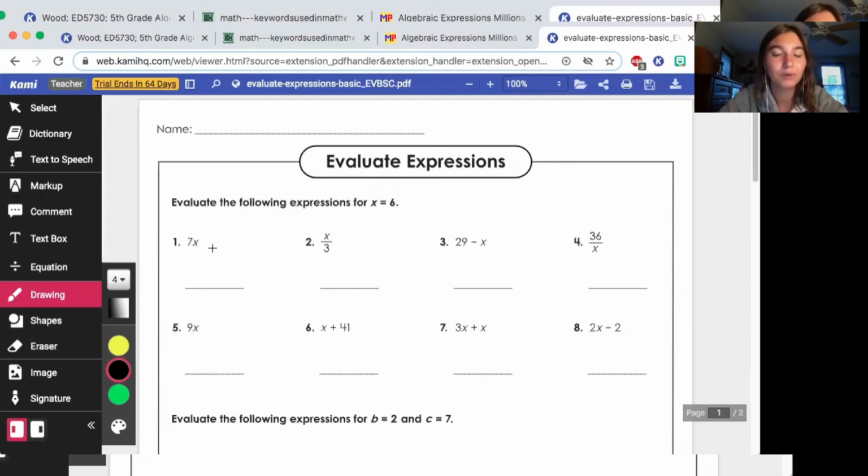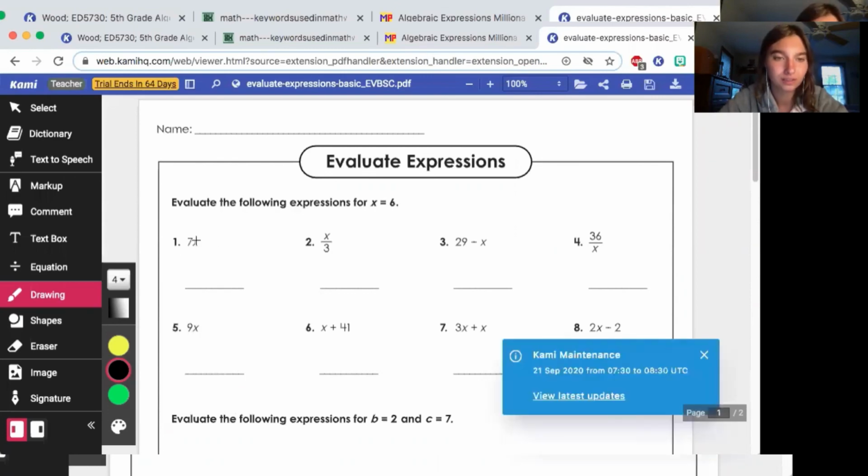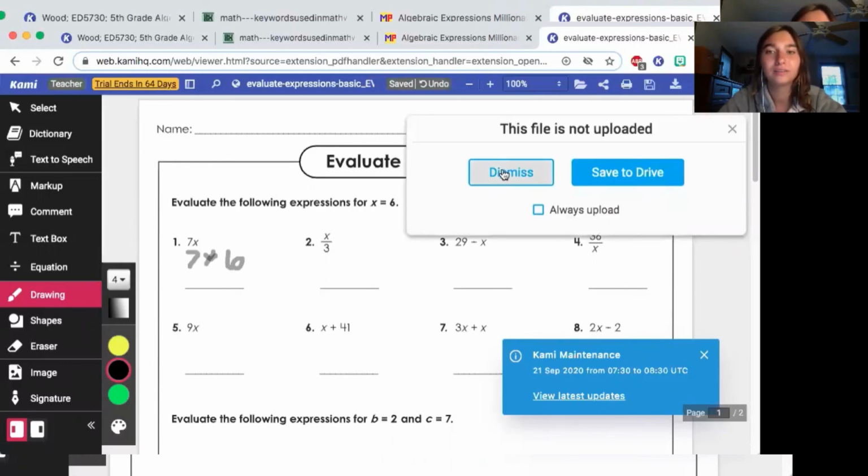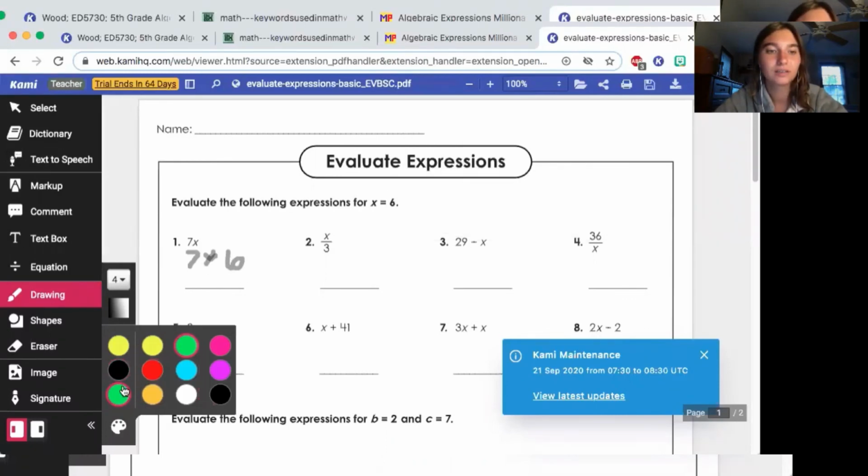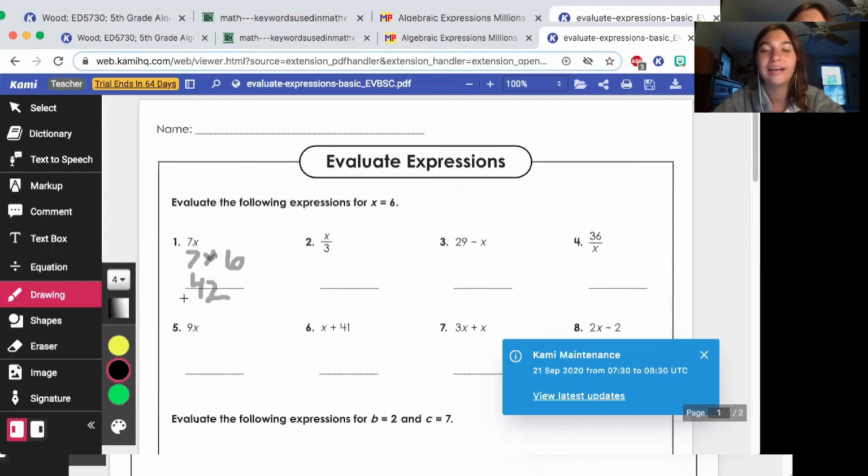Let's see, number 1. We see x equals 6, so we can do 7 times, what does x equal? 6. 7 times 6. Kevin, do you want to answer that? Times 6 is, Kevin, 42. Awesome. Okay, now let's get into our pairs and break off.